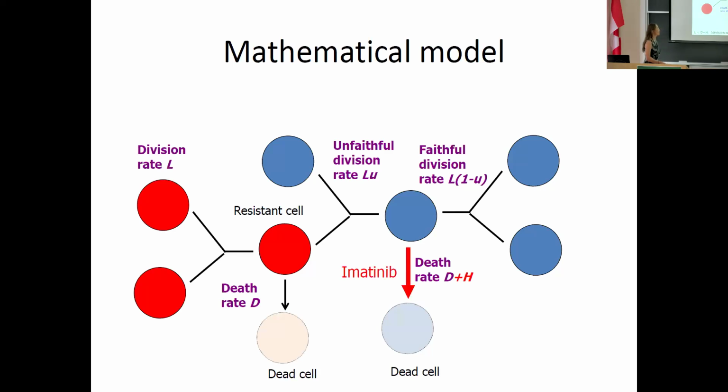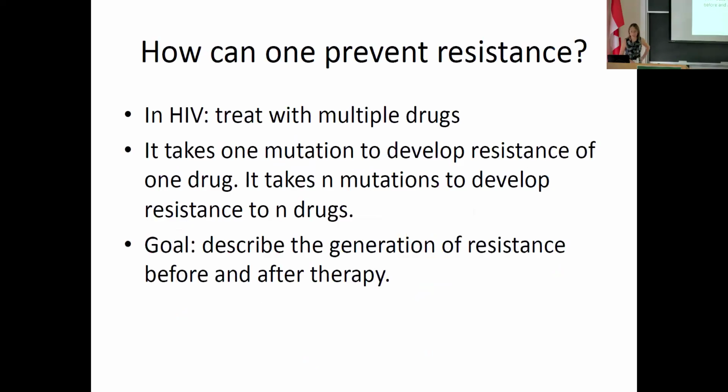And then when we start treatment with imatinib, these cells are susceptible, and their death rate increases. These cells are resistant. Their death rate either doesn't change or doesn't change enough, right? It continues to grow. So the colony of these cells will shrink. This one will continue growing. So that's the failure of treatment.